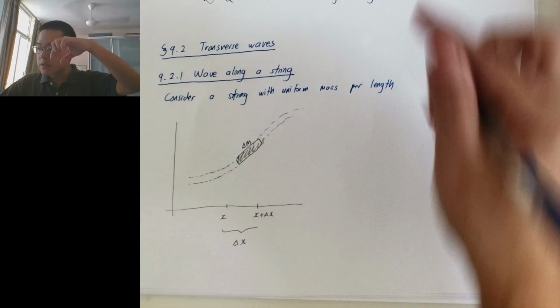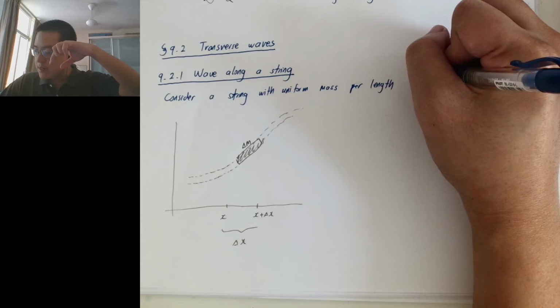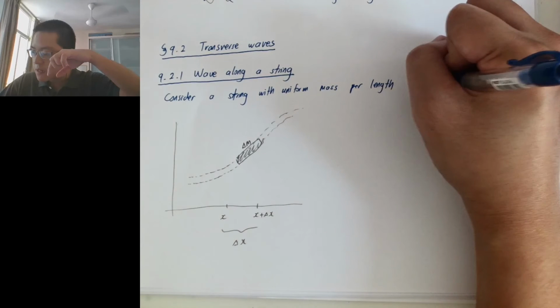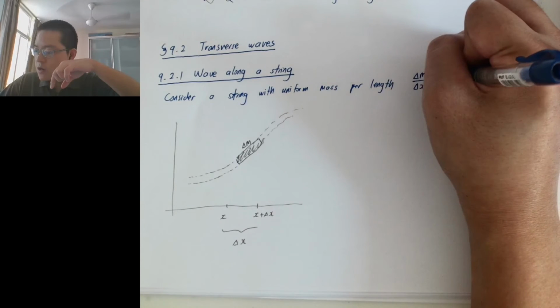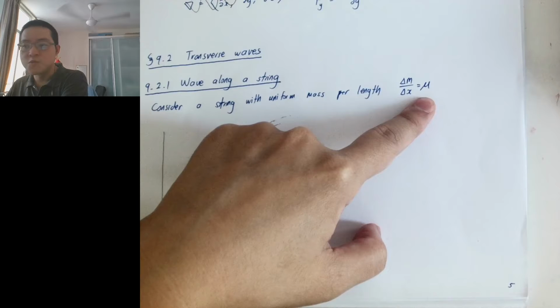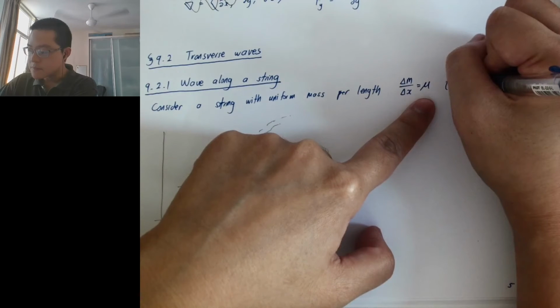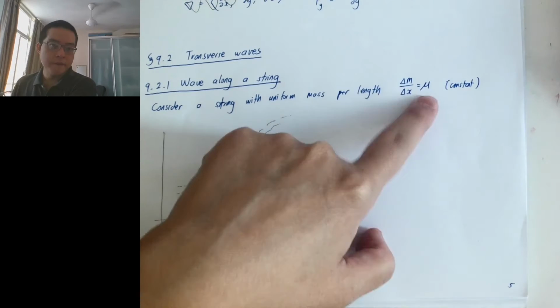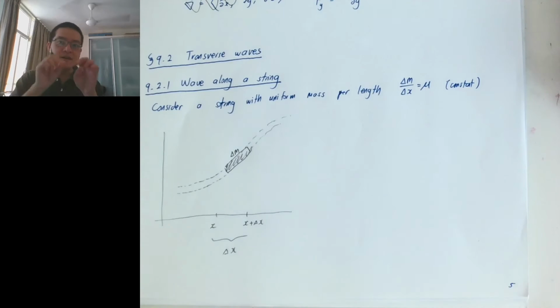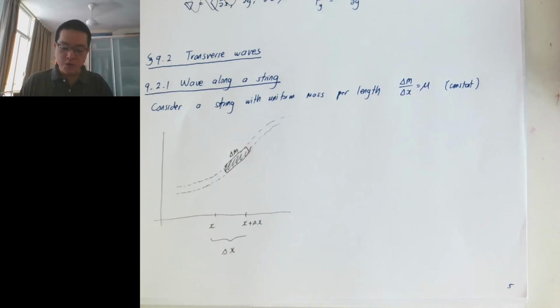The mass per length, the small mass divided by the small length, is a constant given by mu. It is a constant because it is a uniform string. As you can see, my rusty guitar string is made of metal, and the whole thing is metal, so the density will be uniform.